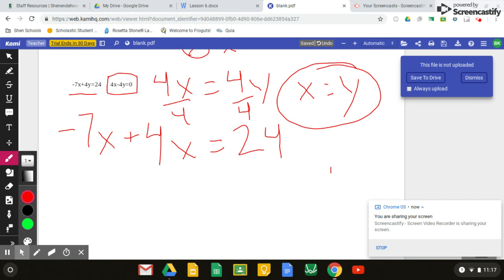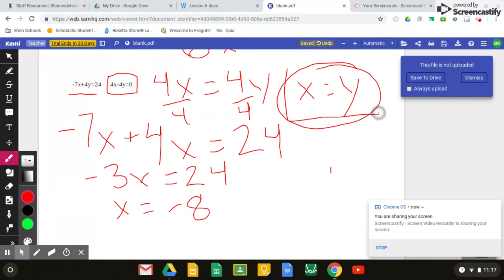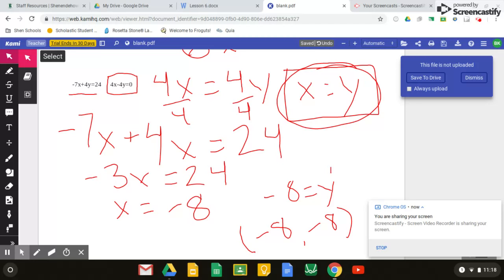And now I can solve this one right here. So if I combine these terms, I got negative 3x equals 24. Divide both sides by negative 3, and I get x equals negative 8. Now, how am I going to get y? Well, I'm going back to this equation right here, and I'm going to substitute x in for the equation. So I get negative 8 equals y. So this is negative 8, negative 8. All right. So I did the same process, except I had to first solve for y in one of them.